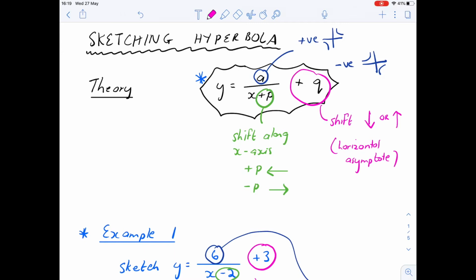Hello grade 11s. We're just going to do a little video of sketching hyperbola for you. I'm going to do a little bit of the initial theory in general and then give you 2 examples from your exercise 4 in your textbook.